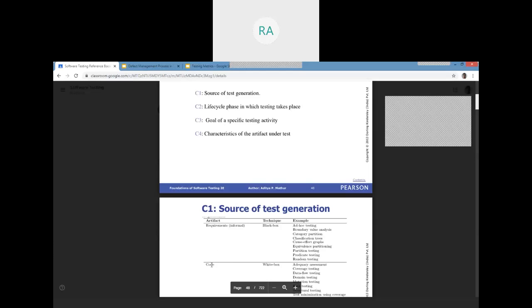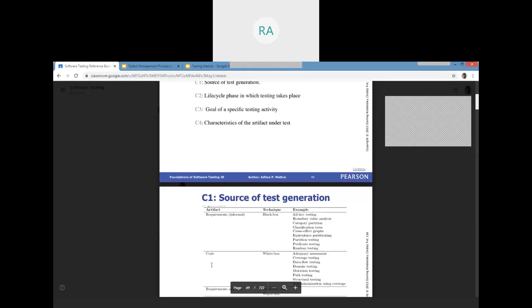Suppose the source of test generation is the code itself, the program that is written by you, then the technique that I am deriving is white box testing. It is in contrast with black box testing, where I am concerned more with the internal implementation details rather than the functionalities.